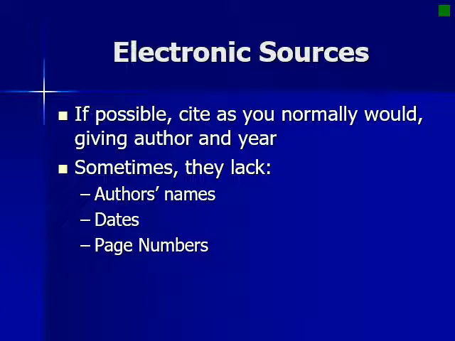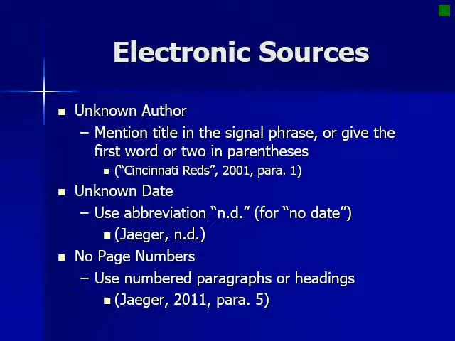Electronic sources can be a little bit more tricky because sometimes they are missing information. So if possible, you want to cite it as you normally would, giving the author and the year. But sometimes they lack the author's names, the dates, and the page numbers. If you have an unknown author, you mention the title and the signal phrase or give the first word or two in parentheses. So here, for example, if I was on the Cincinnati Reds website, I would use Cincinnati Reds followed by the year and the paragraph number.